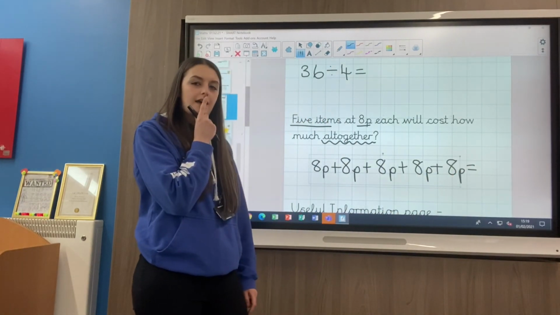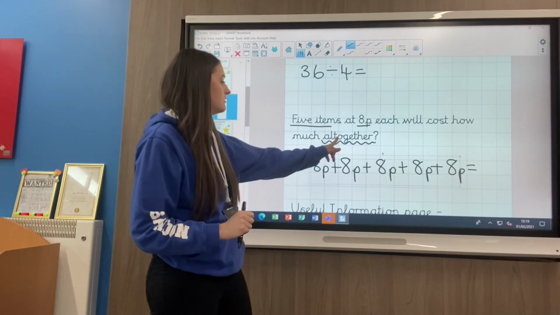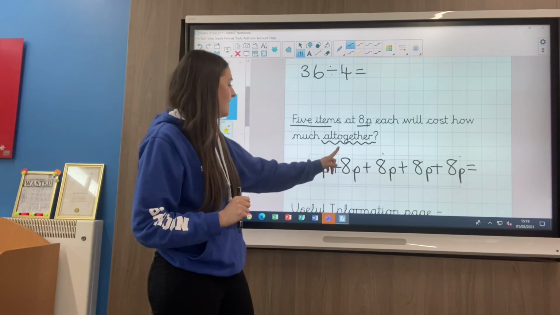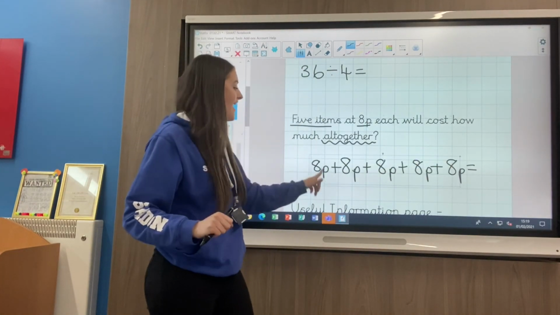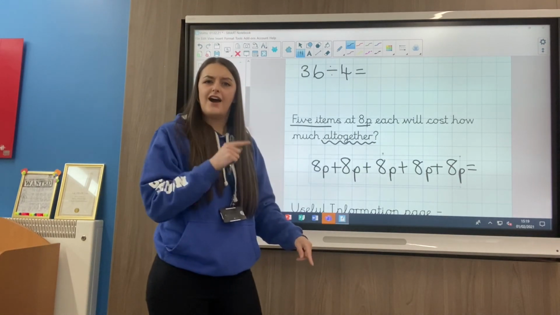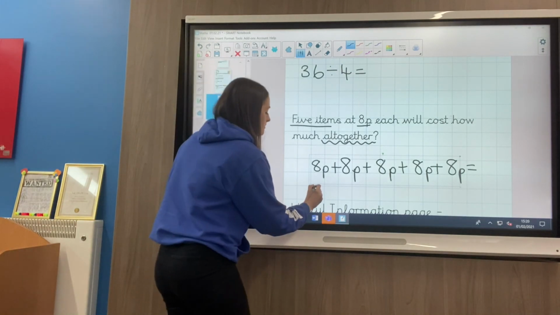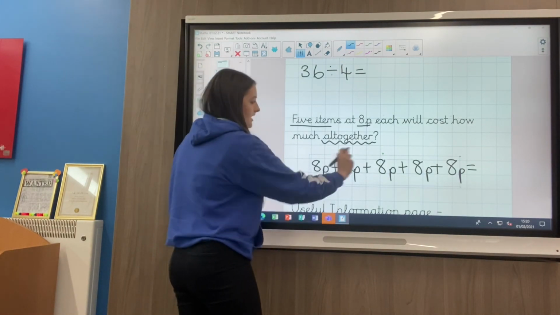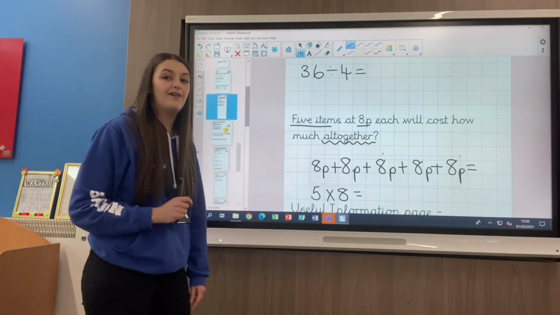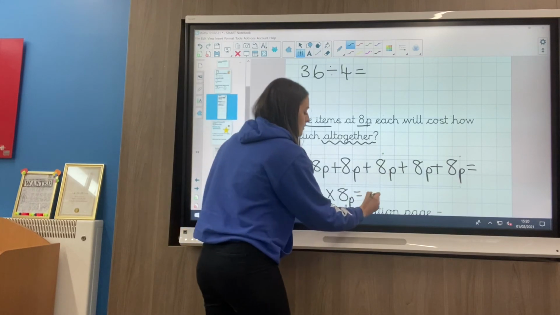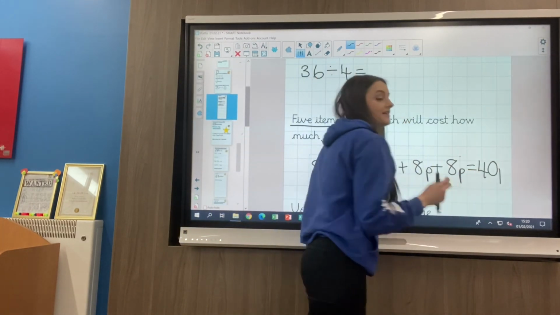Now what have I done there? What do we call it? A repeated addition, because it said all together. I've got 5 items, 1, 2, 3, 4, 5 at 8p each. I've got 5 lots of 8. Now if you said multiplication, well done, because that's just a repeated addition. Here, it's just like saying I've got 5 lots of 8. And we know 5 lots of 8p is 40p. We could use our times tables instead of adding them on.